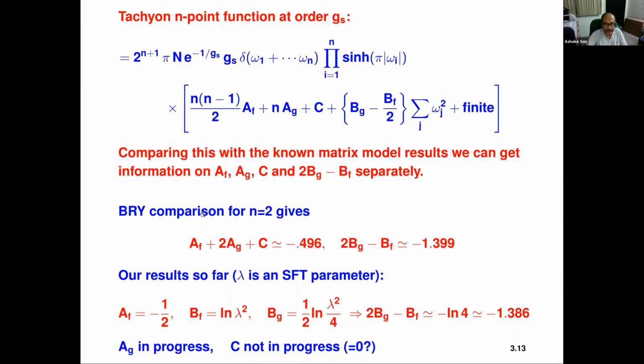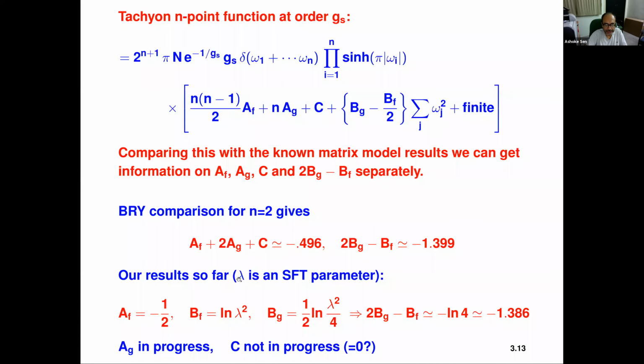Now, BRY compared this for n equal to 2 numerically, and this is the result. For n equal to 2, you get the combination AF plus 2AG plus C. Their result is that AF plus 2AG plus C is minus 0.496, and 2BG minus BF is minus 1.399. Again, these are numerical results. And now I'll write down what our results so far give.